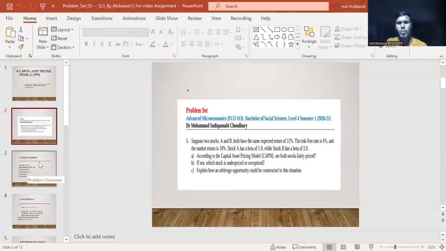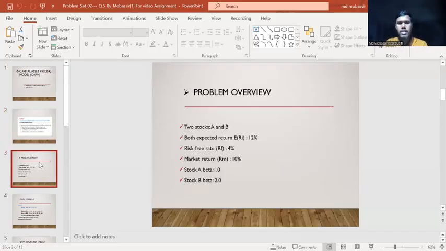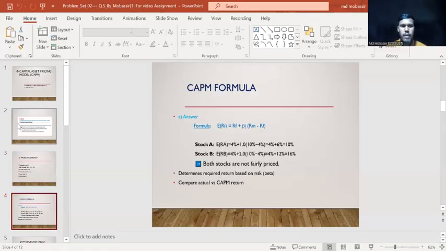For simplicity, we review this information in the next slide, the problem overview, which is given in the question. Then we can construct the CAPM model easily using these values. Here, for the 2 stocks, A and B, the expected return from both stocks is 12%, the risk-free rate Rf is 4%, the market return Rm is 10%, the beta for stock A is 1.0 and the beta for stock B is 2.0. Now we solve the problems.